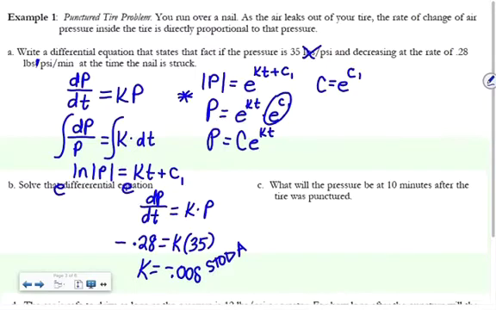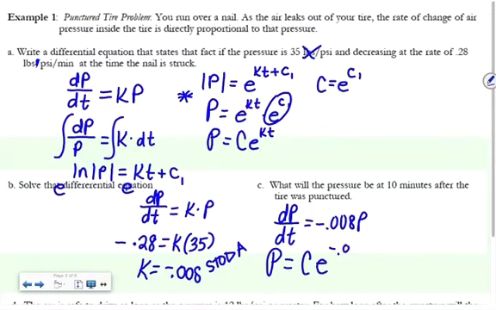I could have actually done this problem and solved that differential equation with that k in there. If you want another practice, you can do it with that k in there. But guess what we're going to end up with? P equals Ce to the, what are we going to put in for k? Negative 0.008t.